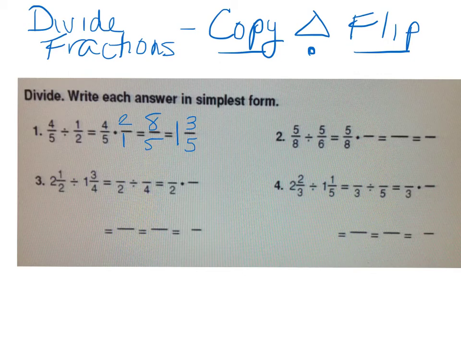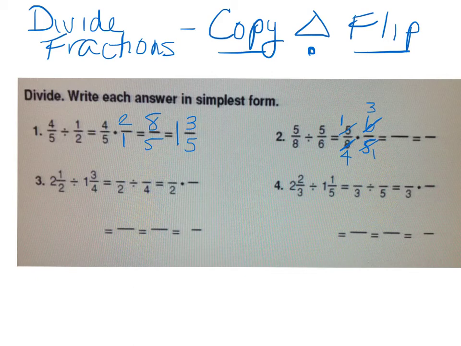Okay, example number 2, 5/8 divided by 5/6. Copy the 5/8, change to multiplication, and flip the 6/5. Okay, we're going to do some simplifying before we multiply. 5 divided by 5 is 1, and 5 divided by 5 is 1. Now we also have a common factor between the 6 and the 8. We can divide by 2. So 6 divided by 2 is 3. 8 divided by 2 is 4.